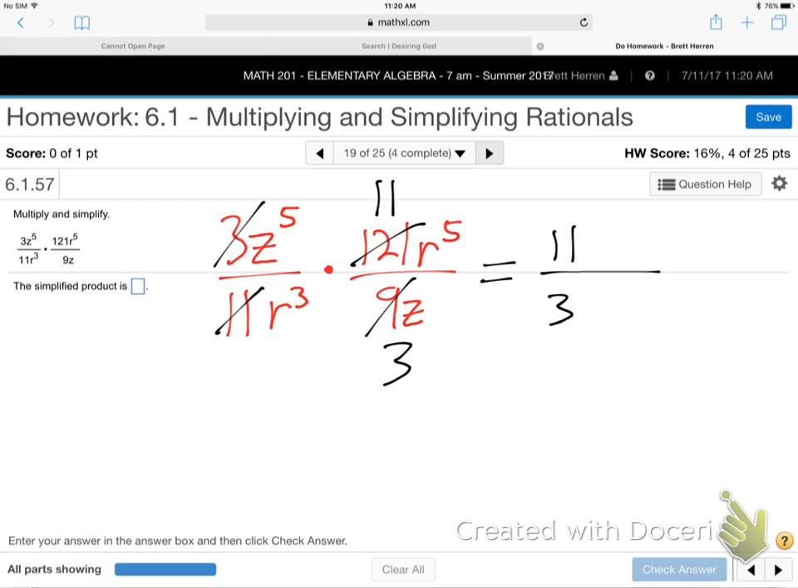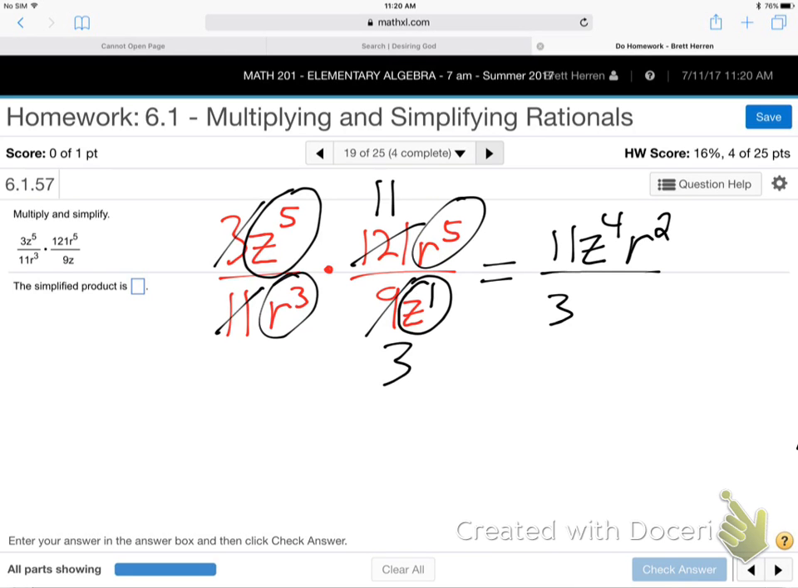And then z to the 5th over regular z. Those powers subtract, don't they? Z to the 5th over z to the 1 is going to leave z to the 4th on the top. We good with that so far? Am I losing you? And then r to the 5th over r to the 3rd, powers subtract, r squared on the top. And there we go.